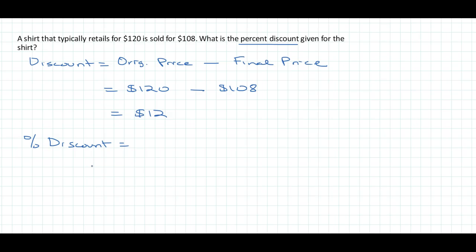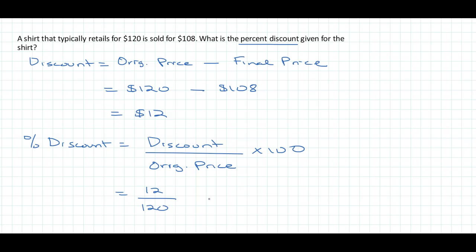So the percent discount is going to be your discount divided by your original price multiplied by 100. So here our discount is 12, our original price is 120, and then we multiply by 100. So this 0 is going to cross this 0 out, 12 cancels itself. So we're going to have 1 multiplied by 10, which is going to give us 10%. So there's a 10% discount if we sell for $108 what originally retails for $120.